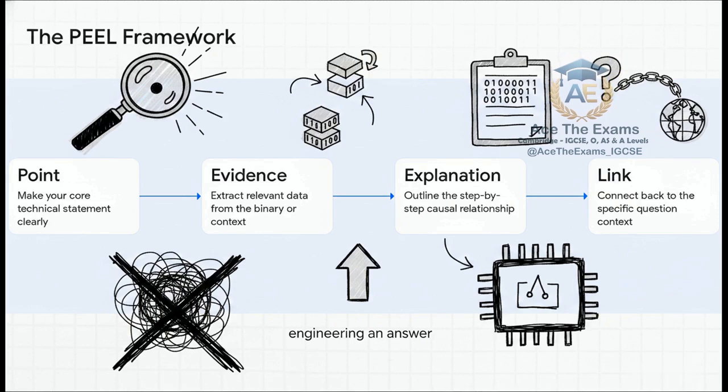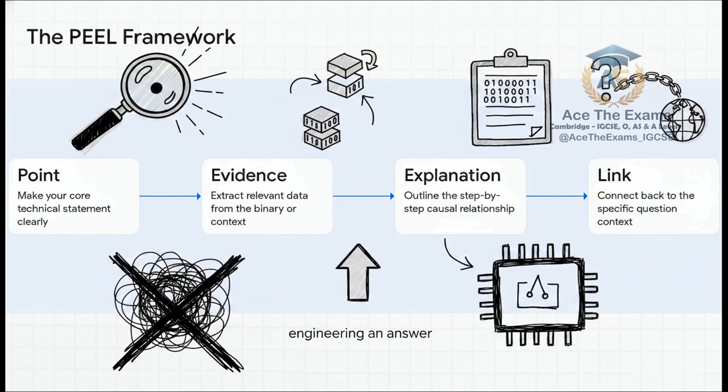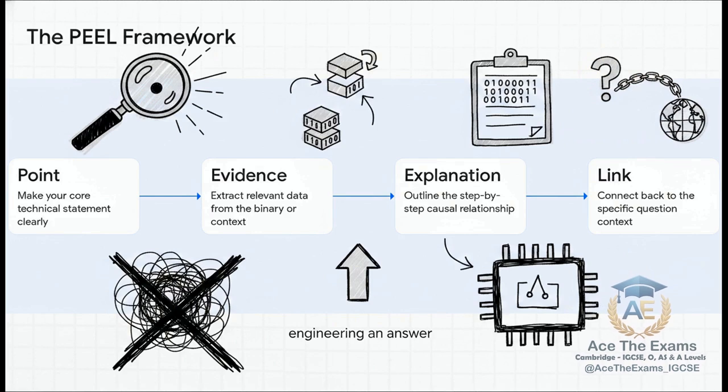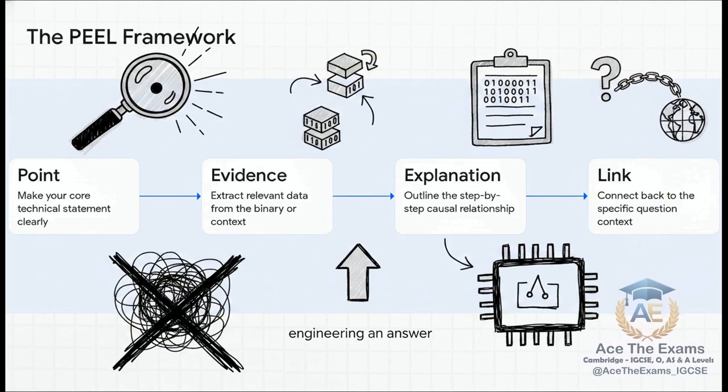Step 3. Explanation. This is the real meat of your answer. This is where you clearly outline the causal relationship. How does the algorithm actually execute step by step to compress that exact piece of data? Walk the examiner through the mechanics.